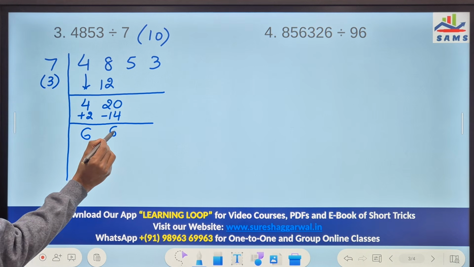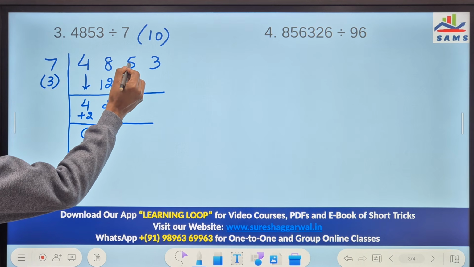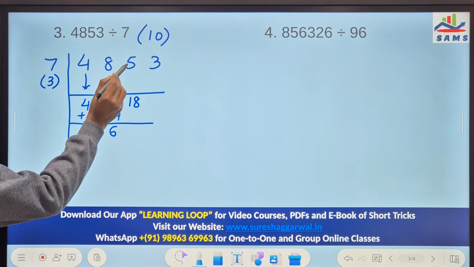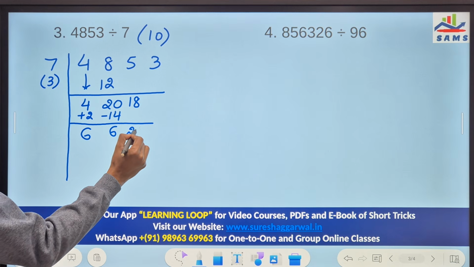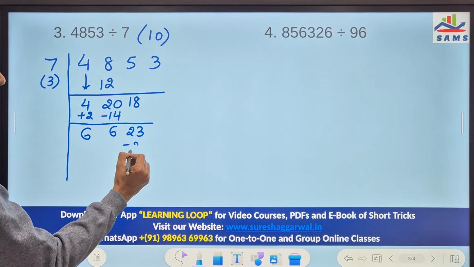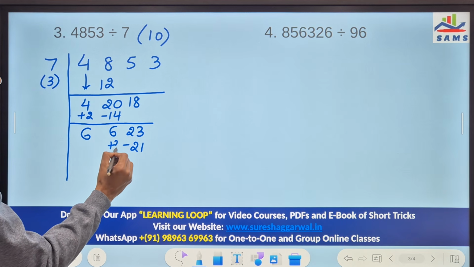So 3 times 6, 18. So I'll have to write 18 below 5. I can write it anywhere. I'll write it here, 18. And 18 plus 5 is 23. Now 23 is again greater than 7. So I will do minus 21, 3 multiples, and add 3 multiples here.